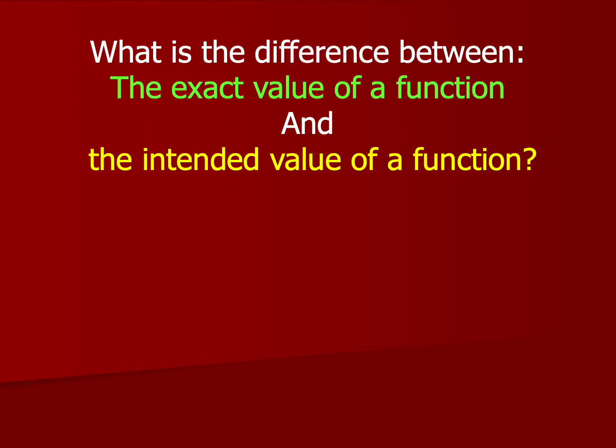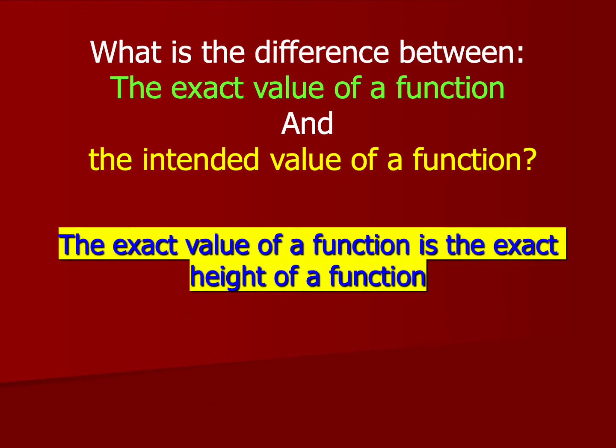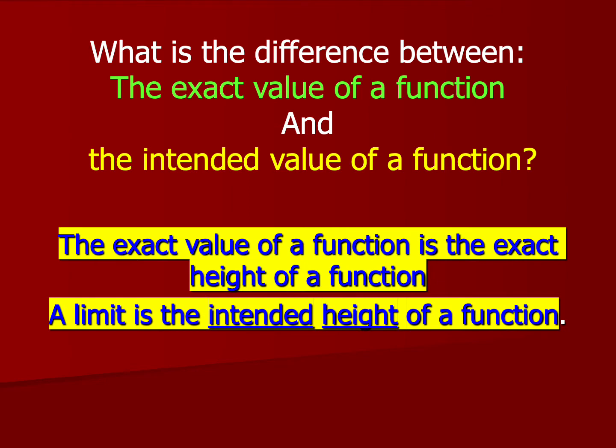All we need to know now is the difference between the exact value of a function and the intended value of a function. You will see later that the exact value of a function means the exact height of a function at a point. If I have a point x equals a, what's the exact height on the function? And the limit is the intended height. So when I say the intended value of a function or the intended height, I'm talking about something called a limit. The limit is the intended height, while the exact height is the exact value of a function.